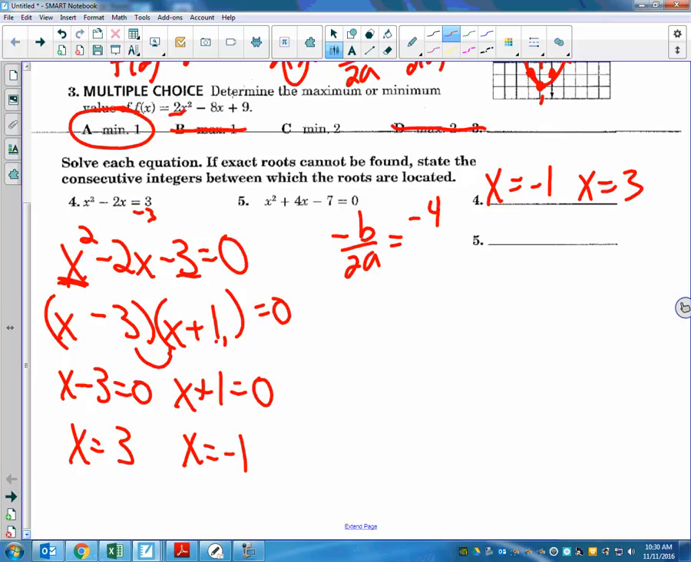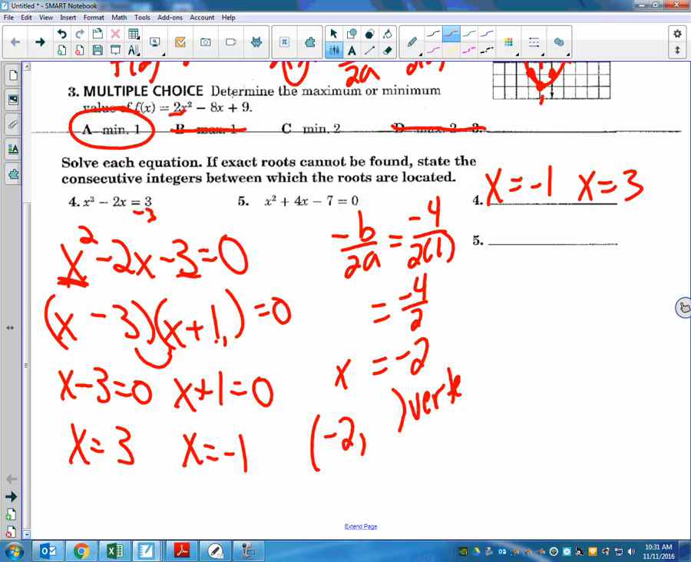So I would get negative 4 over 2 times 1, or negative 4 over 2 gives me negative 2. Now remember, that's not my solution. That's my axis of symmetry, aka the x-coordinate of my vertex. So I know that my vertex is -2 something. And what's not so fun about graphing by hand is it takes a lot of work. It takes a lot of time. You can't just wing it. But you have to plug -2 back in here, and you have to plug it in correctly, either with the calculator or in your head, and get the y value that goes with that.